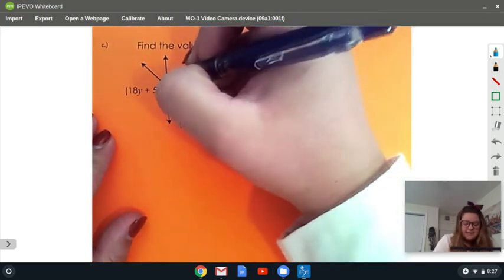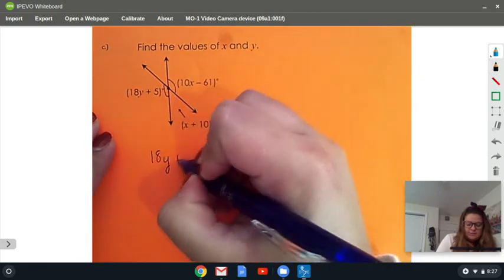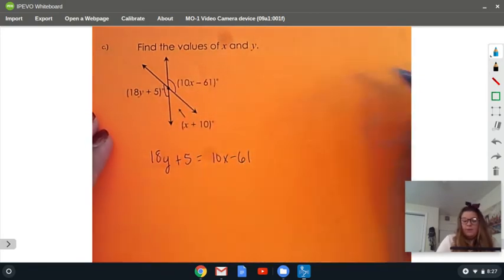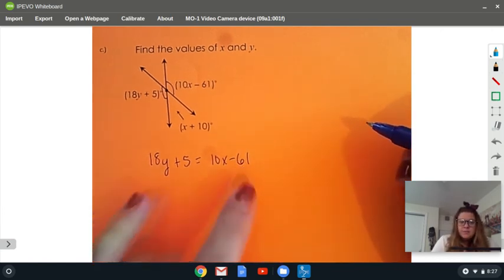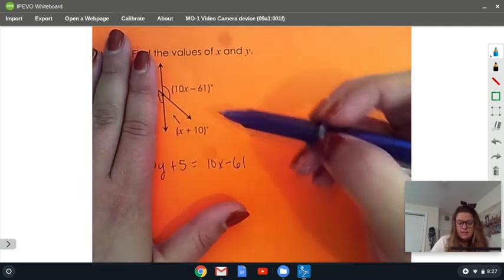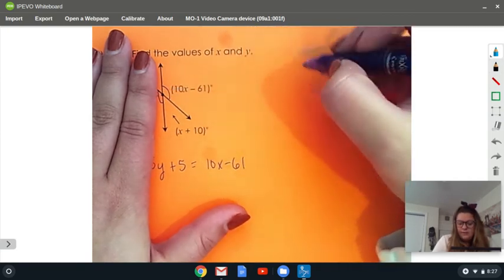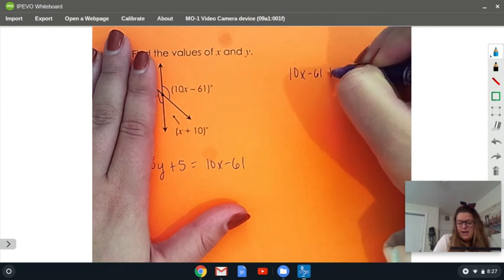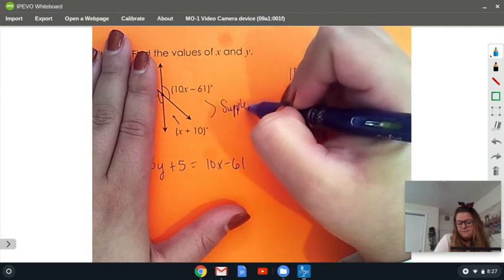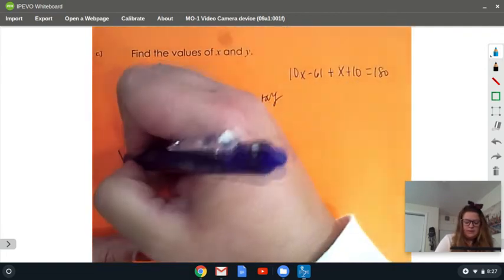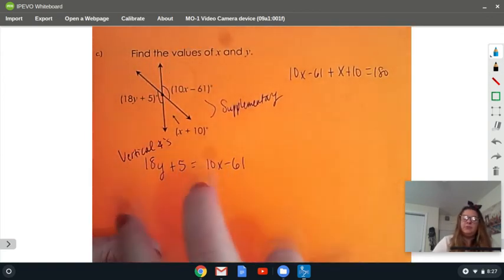I can see that these are vertical angles, so they must be equal to each other. So 18y plus 5 must be equal to 10x minus 61. However, I can't use that right now because I can't solve an equation with two different variables. So let me see if there's a relationship between these two expressions. There is, because they're on a straight line together. So they are supplementary. They're a linear pair. So 10x minus 61 should add with x plus 10 to equal 180 because these are supplementary. These are vertical angles.